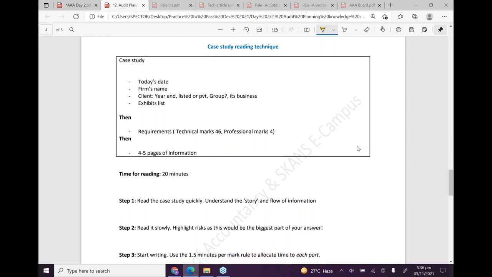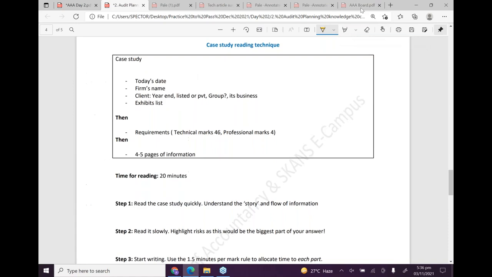So starting off with the AAA case study, it has a very predictable sequence of information. On the very first page, it will give you a few paragraphs in which you would be able to identify today's date. So make sure you use your highlighting tool to identify what date it is today. This is very important for IS 10 because if you don't know today's date and the year end, then you would not be able to write answers for IS 10 related issues.